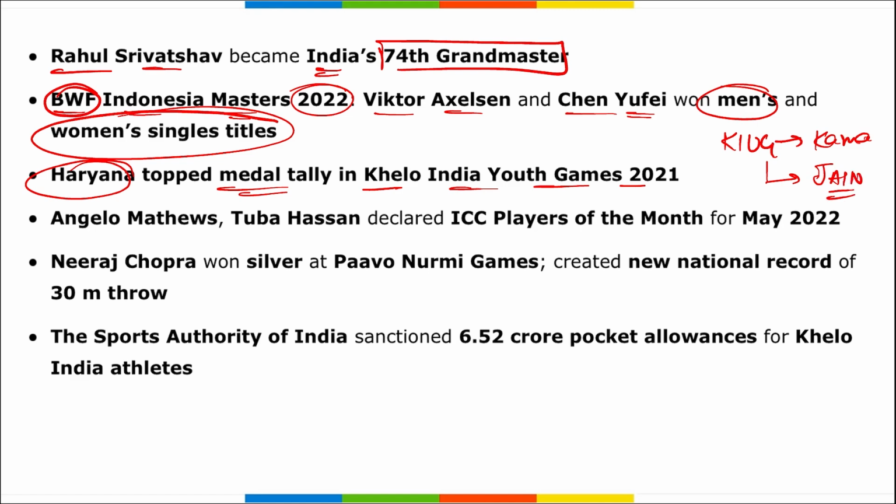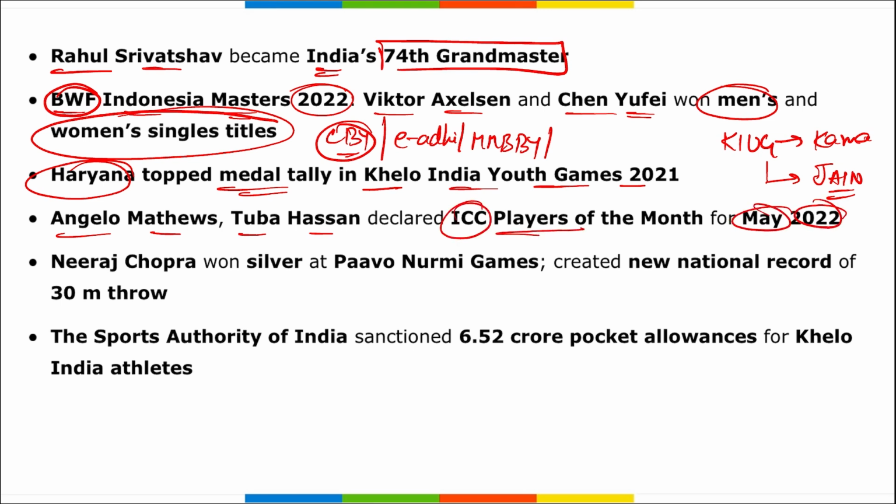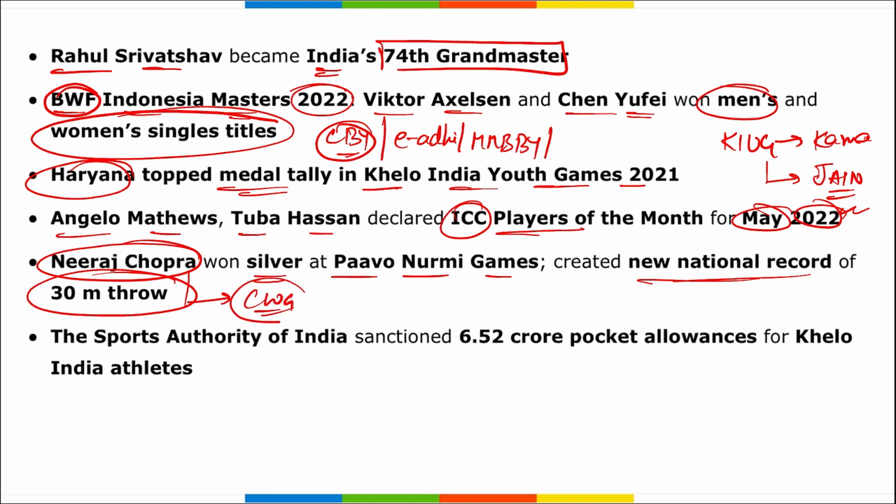If we talk about Haryana, in Haryana, the Chara Bijai Yojana is to increase fodder cultivation. Then E-Adhigam is to distribute tablets to school-going students. And the Mukhya Mantri Bagwani Bima Yojana has been launched here. Angelo Matthews and Tuba Hassan have been declared as the ICC Players of the Month for the month of May, so you can avoid it. Neeraj Chopra has won the silver at the Paavo Nurmi Games and created a national record with a throw. Another thing, remember, Neeraj Chopra did not take part in the Commonwealth Games.